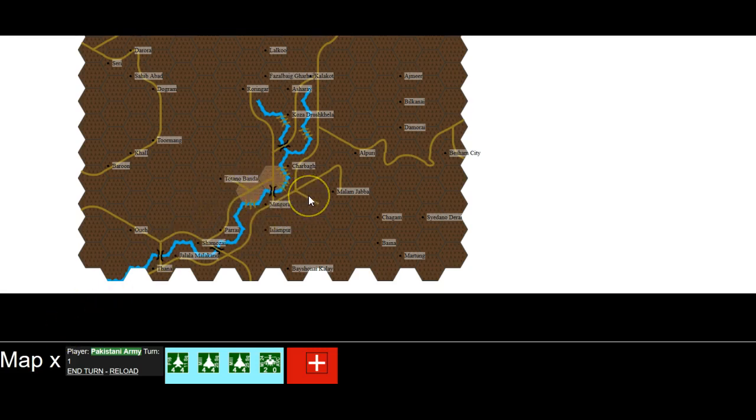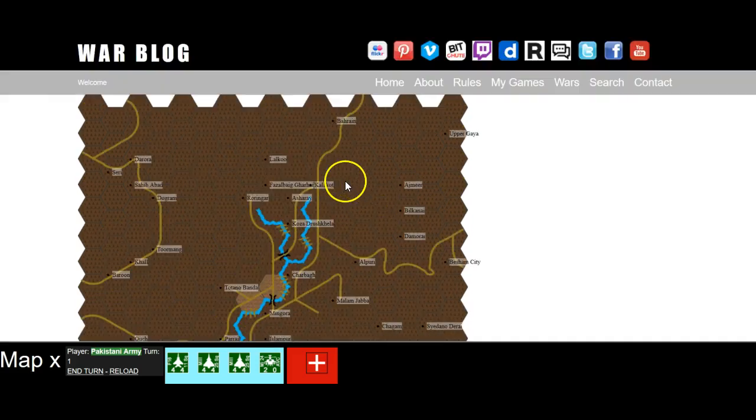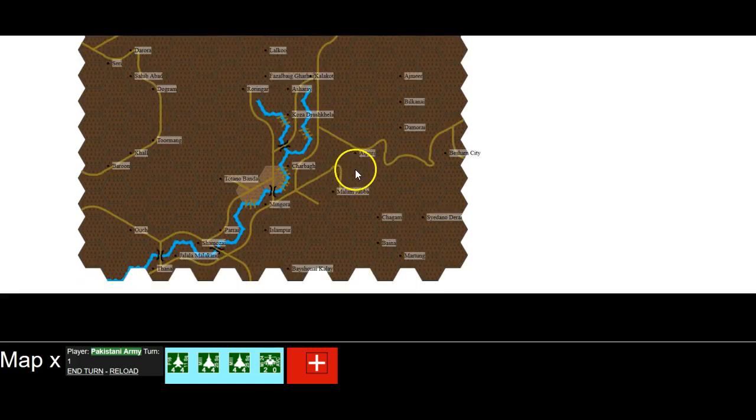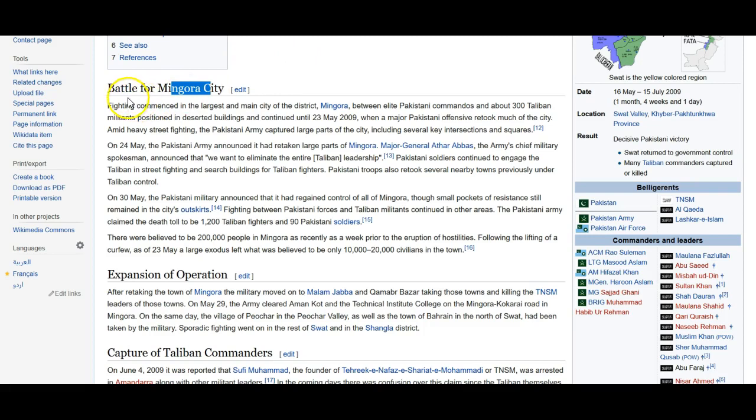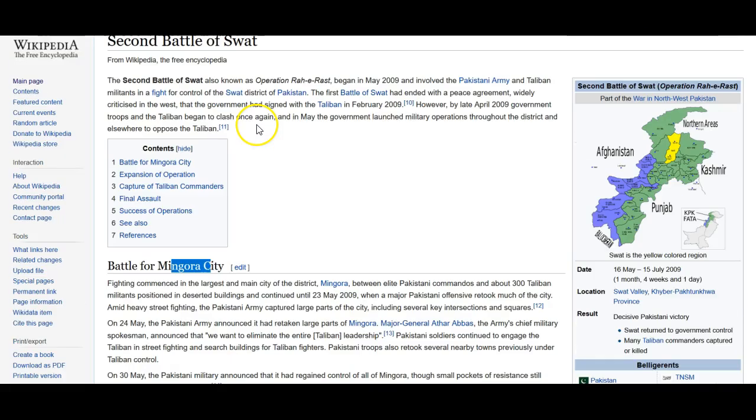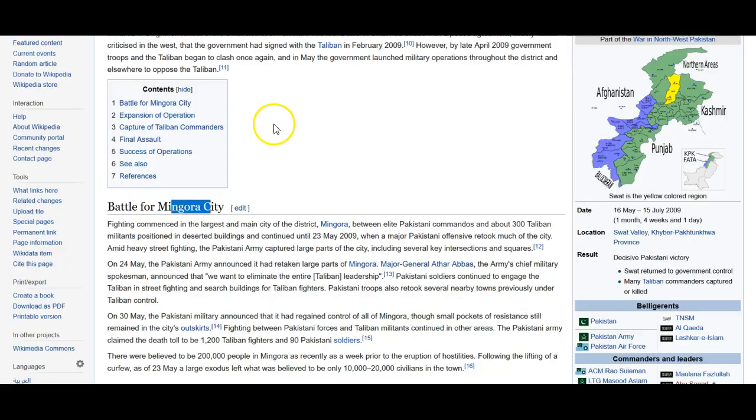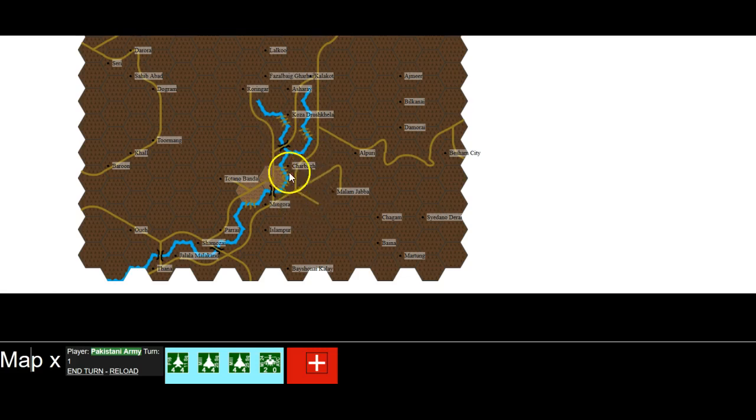So this is the whole of the Swat valley, I would probably say. We've got a lot of area over here. To be quite honest, if I was to look at this again, I'd probably design it a little differently, because this is the battle for Mingora city, which to some extent is secondary to the Second Battle of Swat, which is the broader picture. So maybe I could even do that one again by creating something around that to represent the battle for that.